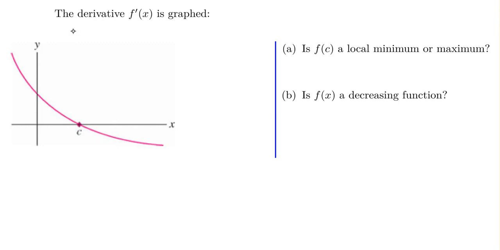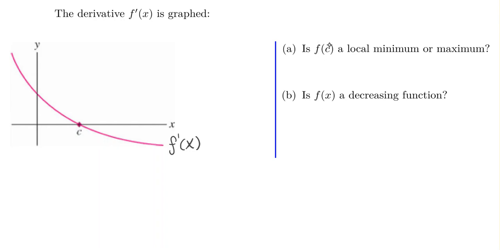This problem tells us that the derivative f prime of x is graphed below. So I would begin just by labeling the graph as the derivative function. Let's look at the questions that we were asked. First, A, is f of c a local minimum or maximum? B, is f of x a decreasing function?